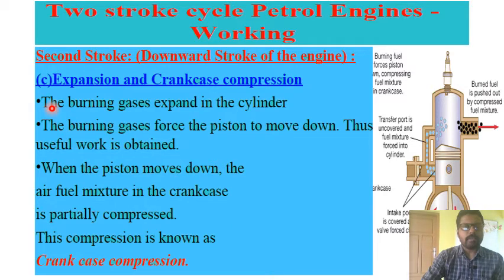A and B are the processes happening in one stroke of the piston. C and D are the processes happening in the second stroke of the piston, the second stroke or downward stroke of the engine.